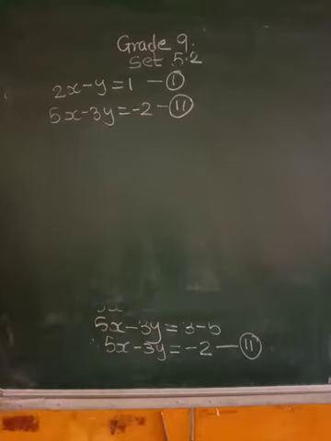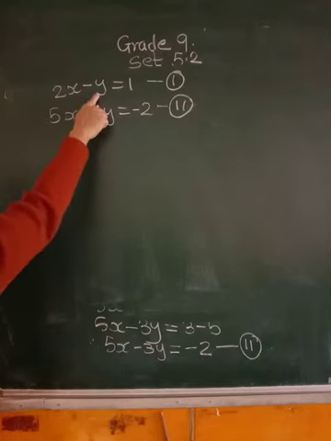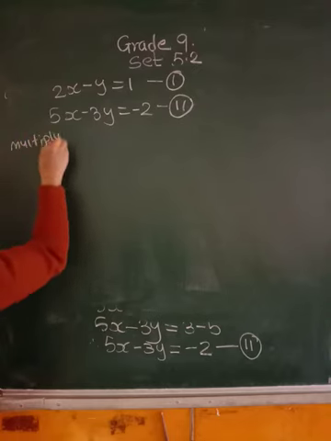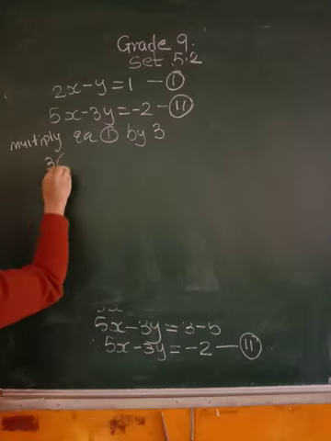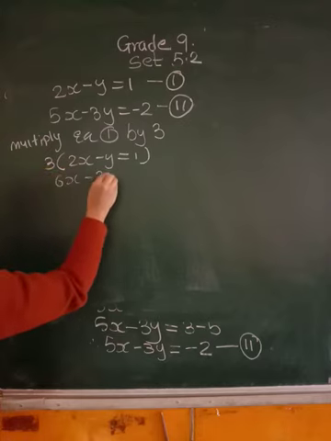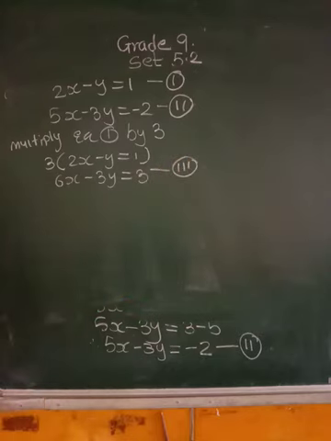Okay, now while solving the simultaneous equation, first see if the coefficients are equal. Are the coefficients equal? No. So first step is equalize the coefficient. It will be very easy if we multiply first equation by 3, because here only y is there. Then it will become minus 3y on both the sides. So multiply equation 1 by 3. 2x minus y is equal to 1, I get 6x minus 3y is equal to 3. This is equation 3. Up till here is it clear?